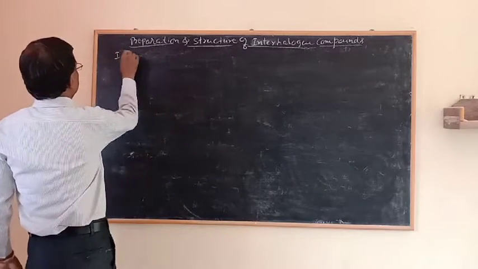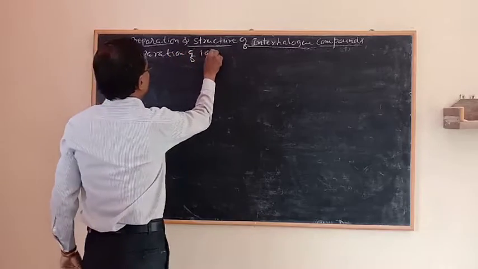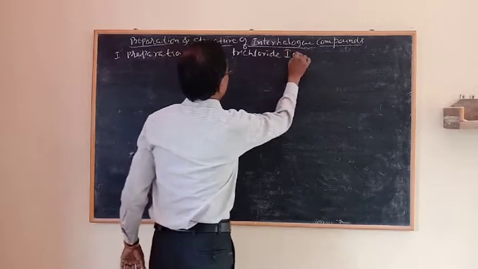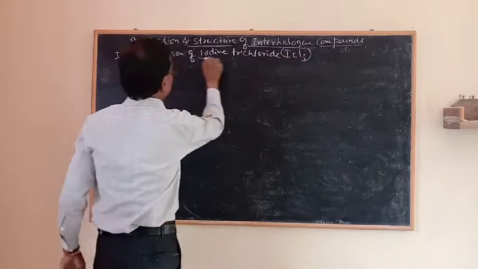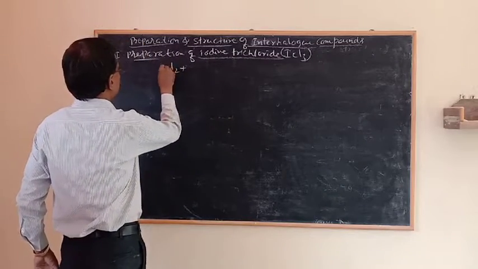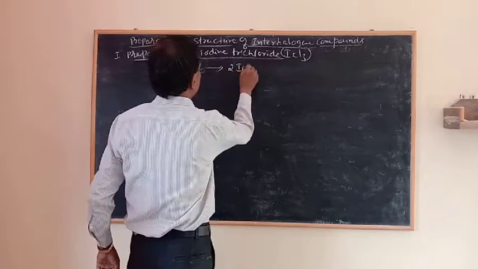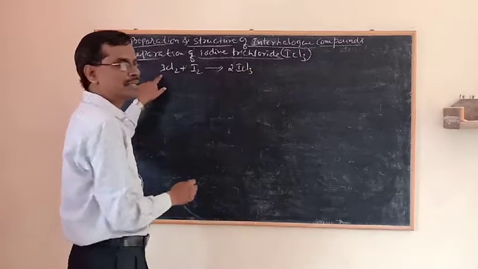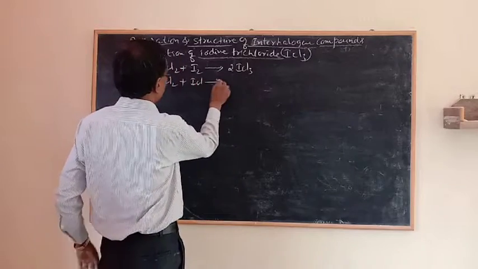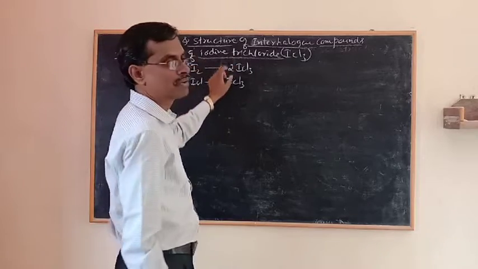Preparation of the first one, iodine trichloride. The formula for this is ICl3. Then how to prepare this one? Preparation is very simple. 3Cl2 reacts with iodine I2 to form 2ICl3. In another method, you can prepare this by taking chlorine and ICl, iodine monochloride. You can prepare this ICl3. So in this way, you can prepare the iodine trichloride.